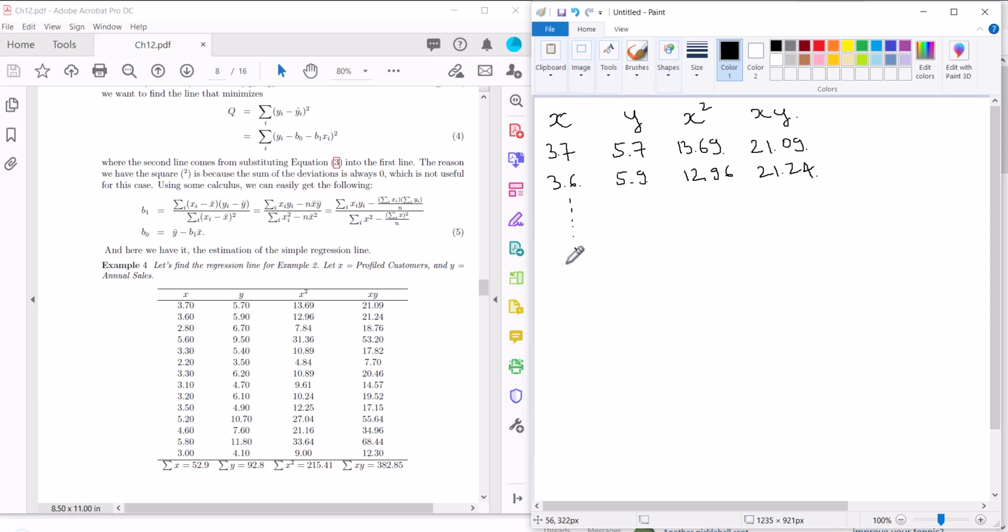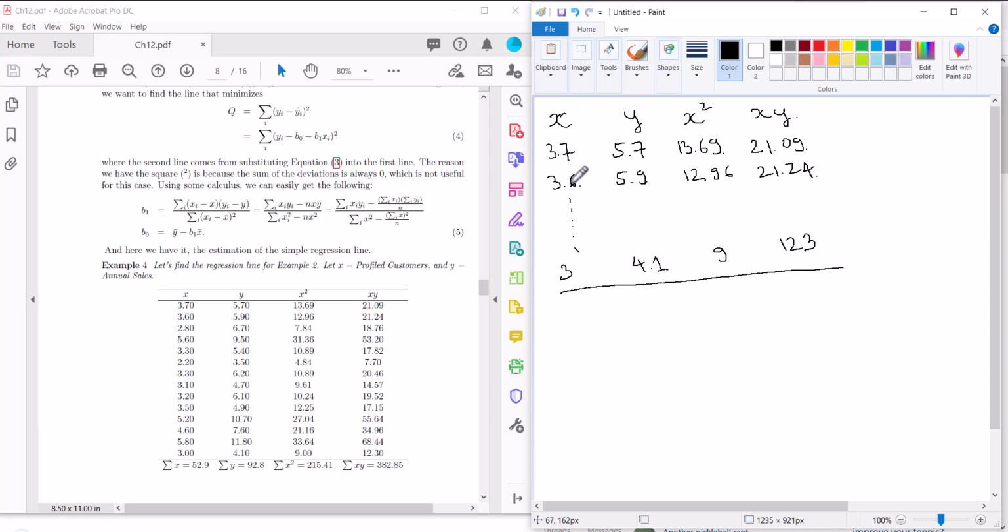So let's look at the last data point. The last data point has 3 million for number of customers, 4.1 for the sales, and x squared is 9, and x times y is going to be 12.3. Okay? So that will be the whole data.